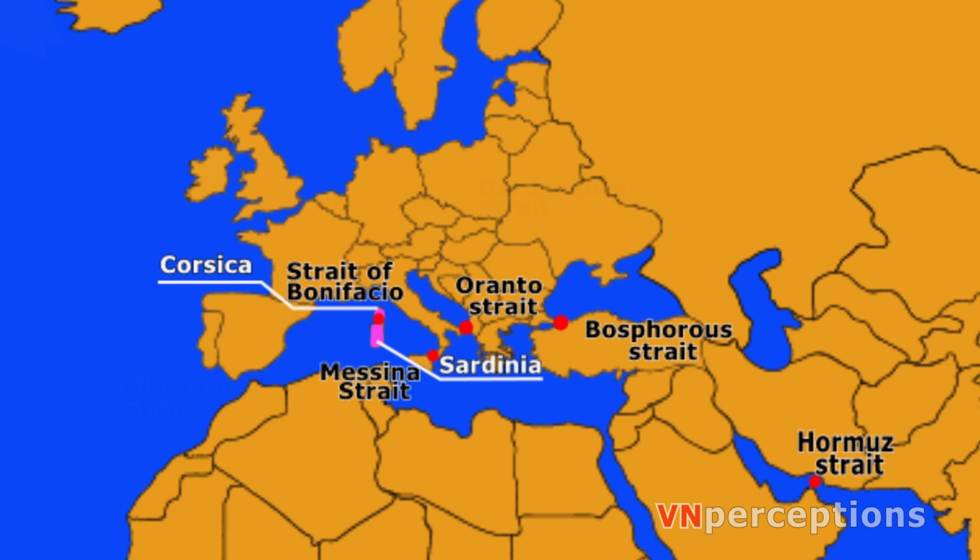It is named after the Corsican town Bonifacio. It divides the Tyrrhenian Sea from the western Mediterranean Sea. Next one, the Dardanelles Strait.